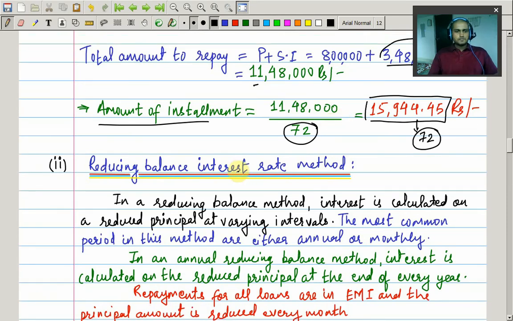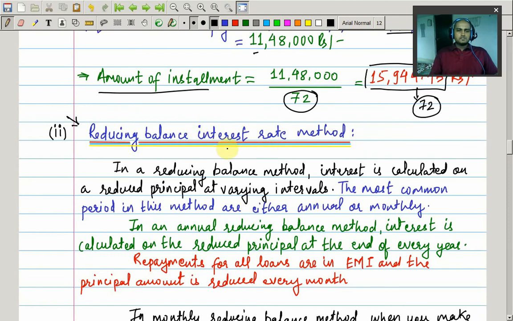Reducing balance interest. Okay, so here we have the second method to find EMI, by reducing balance interest rate. So in the reducing balance method, interest is calculated on reduced principal at varying intervals, at every interval. Okay, so I've corrected this. Interest is calculated on reduced principal.